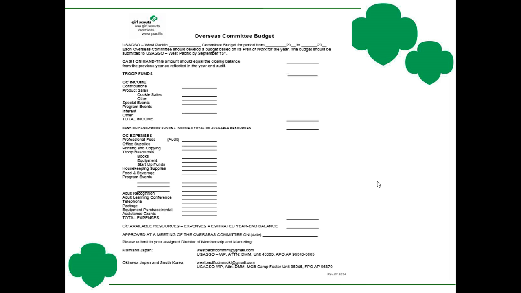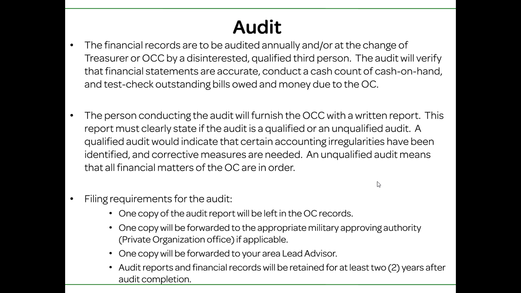On the screen now is the Overseas Committee budget. You'll see where you fill out your information, what period it is from. So now we're in the 2014-2015 year. You'll have your cash on hand, troop funds, overseas committee income, expenses, and then you'll have your information at the bottom, such as your estimated year-end balance and approved on what day. And then again, you will submit this information with the packet of information your chair will be turning in by September 15th.